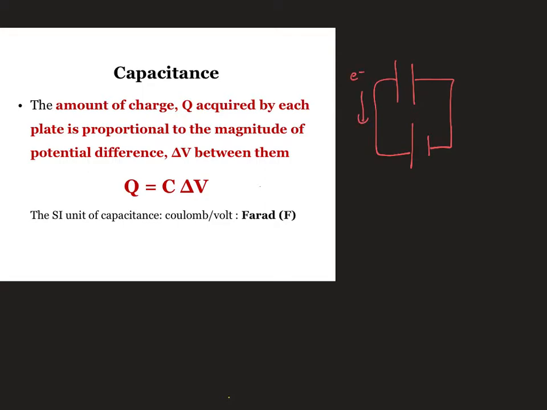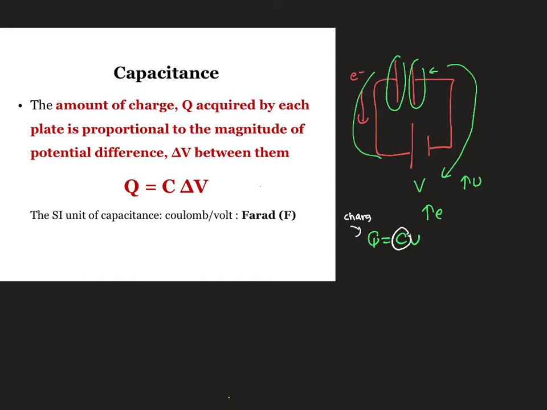The amount of charge accumulated at each plate is related to the potential difference of the battery. A higher potential difference of the battery means higher energy, which means more electrons are transferred from one plate to the other. That's why we relate them with Q equals CV. However, capacitance doesn't depend on charge, and also doesn't depend on potential difference. It depends on the size and shape of the plate.